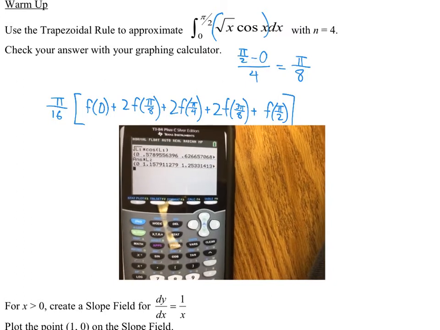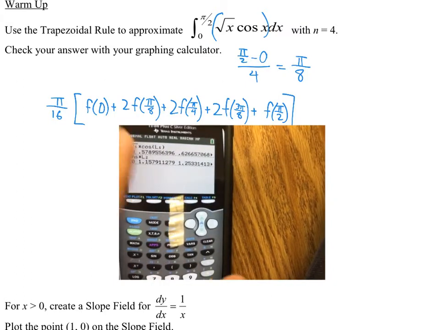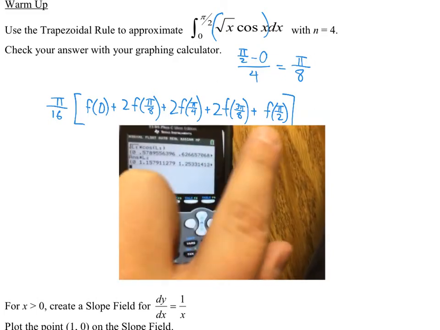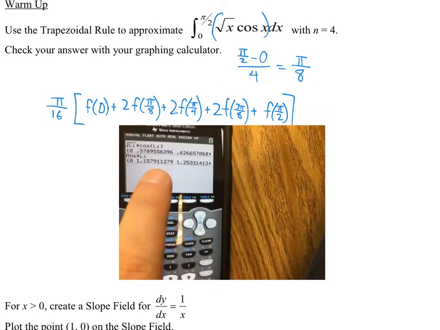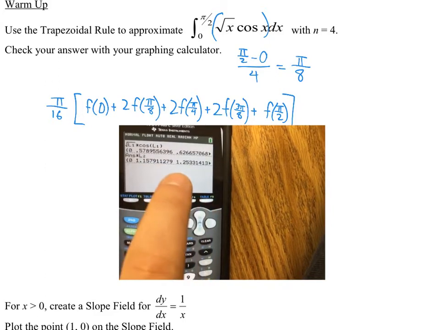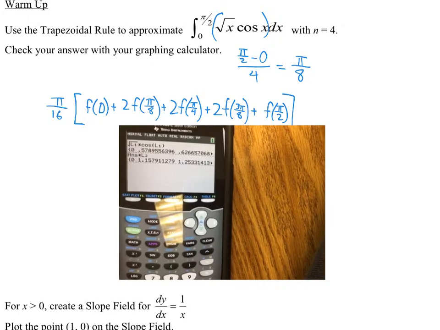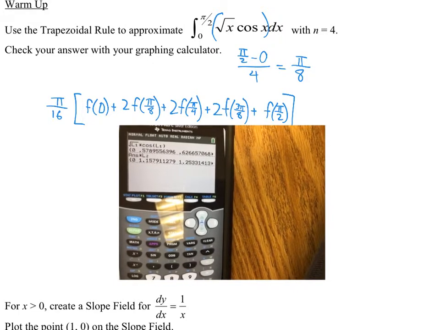I hit enter. And there is what you would see if you were doing this all by hand. That's what you would have written in your parentheses. 0 plus 1.1579 plus 1.2533 and so on. So what do I need to do with all those numbers? Multiply by pi over 16, or add them up.